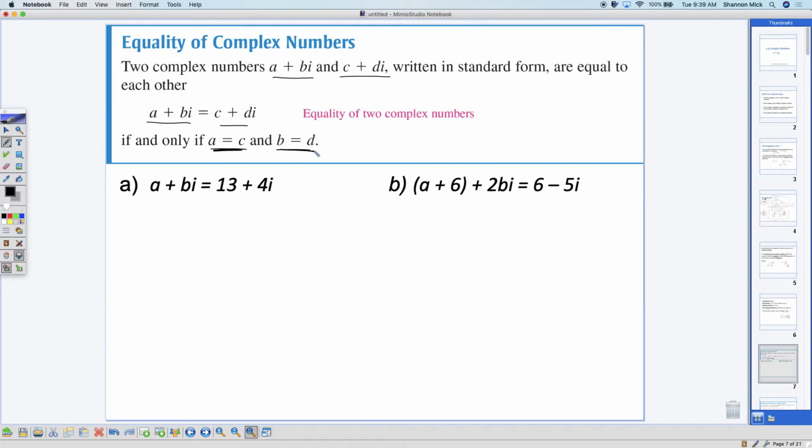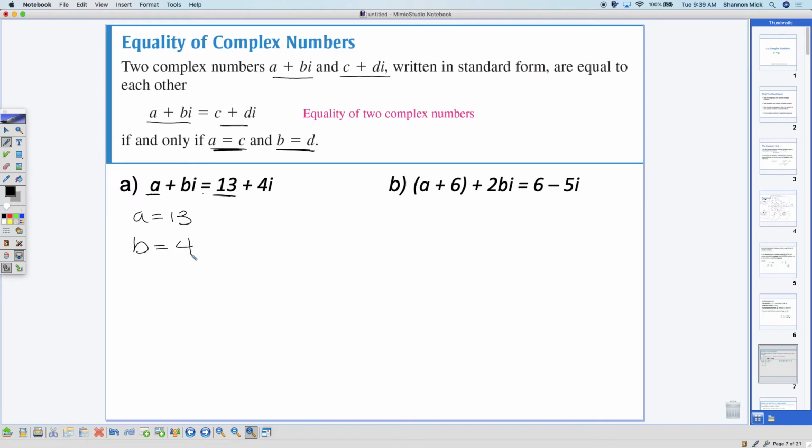So an example of that is if I have a plus bi equals 13 plus 4i. What's a? 13. Why, CJ? Because this has to equal this if the whole thing's equal, correct? Yes. What's b? 4, for the same reason. Okay, so that was basic, right?